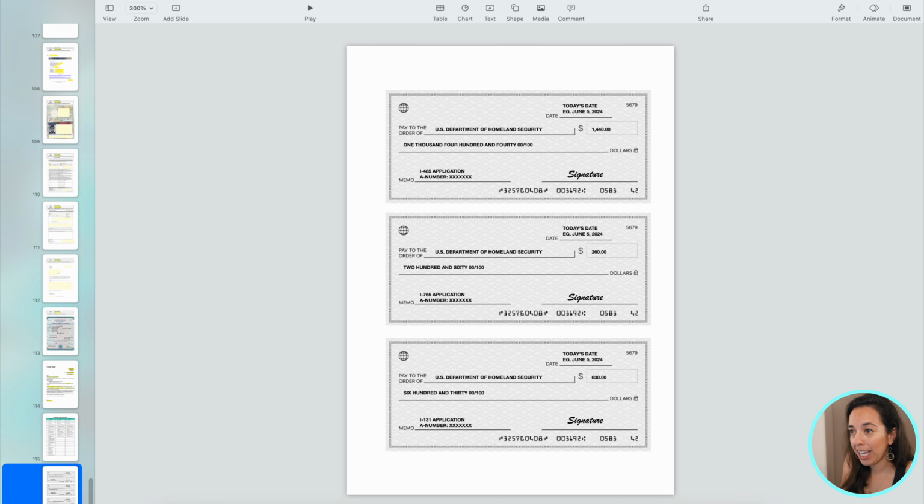Let me walk you through how to include the filing fees for the submission. You can make payments to USCIS by credit card payment.